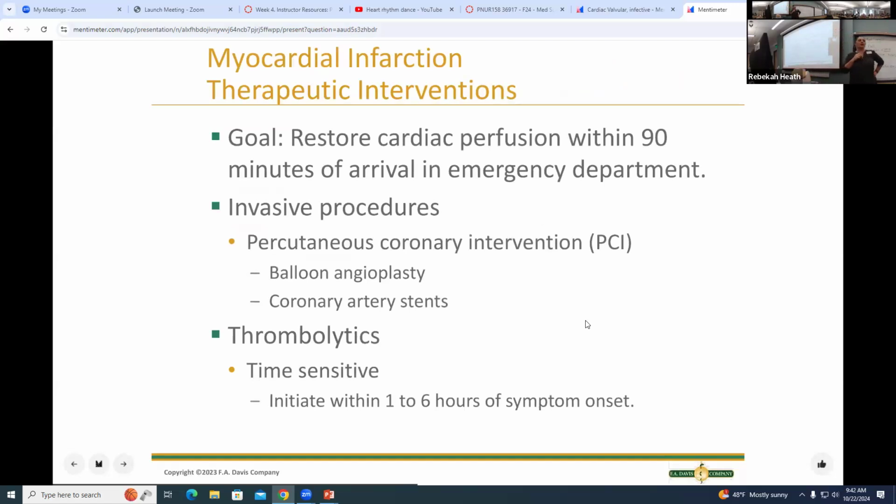So if you think about kind of our conversation earlier with patients wanting to drive themselves or have somebody else drive, if we can activate our emergency system and get the ball rolling, get the patient on the right track to get to a cath lab, so much better if they start with an ambulance than if they drive themselves or have a friend drive them. So they might have an invasive procedure like a percutaneous coronary intervention.